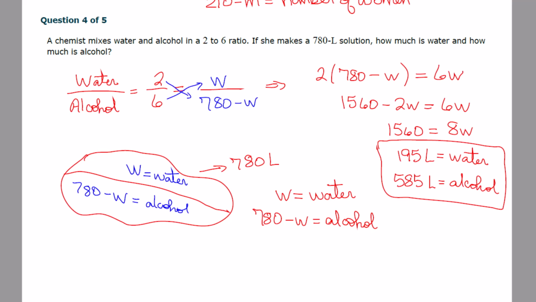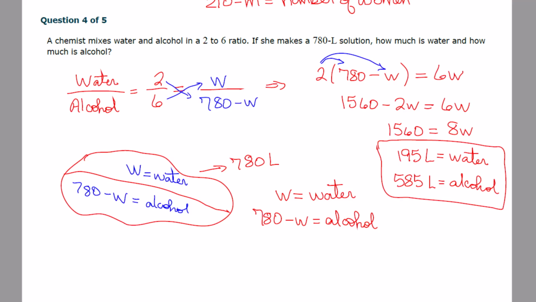Okay, so I've got 2 times 780 minus W. Distribute in the 2. And so I get 1560 minus 2W is 6W. Move this minus 2W over. I get 8W is that amount. And so divide by 8, and I get that the water is 195 liters.